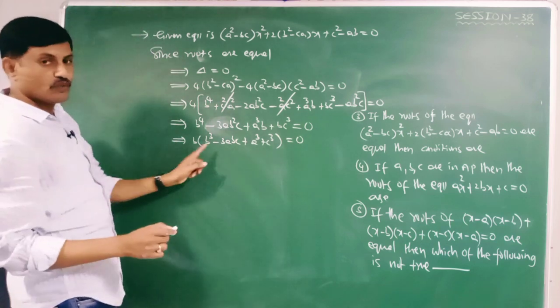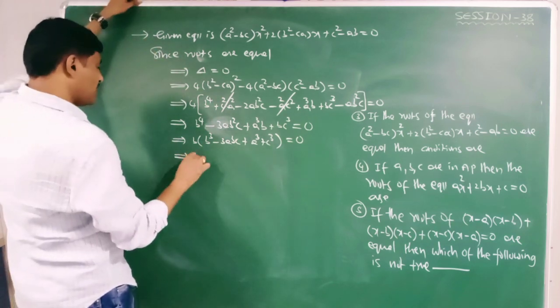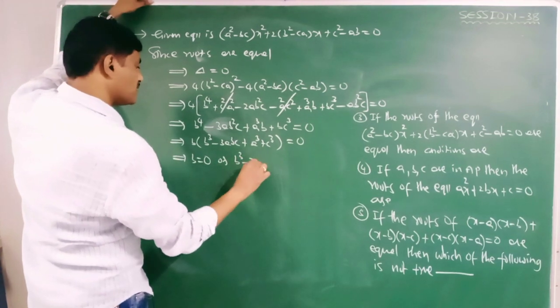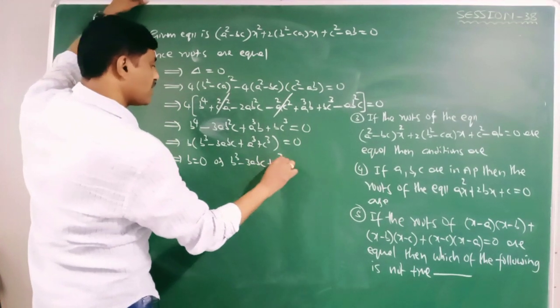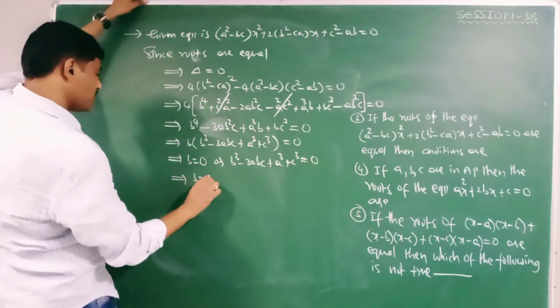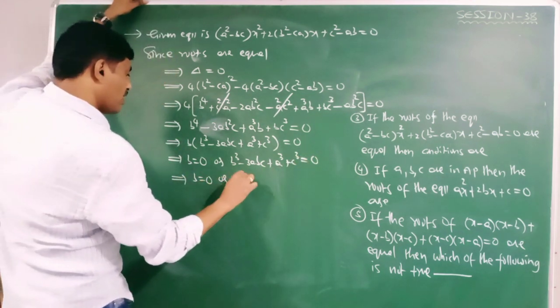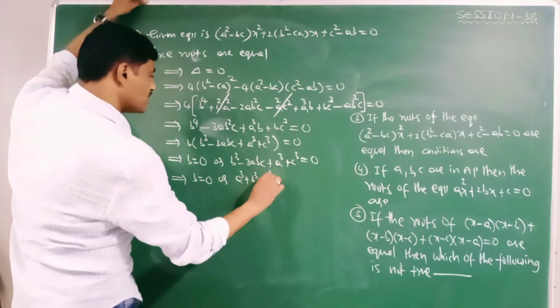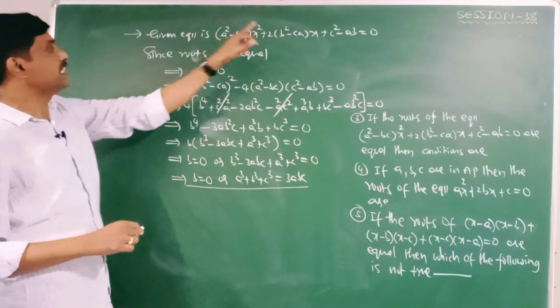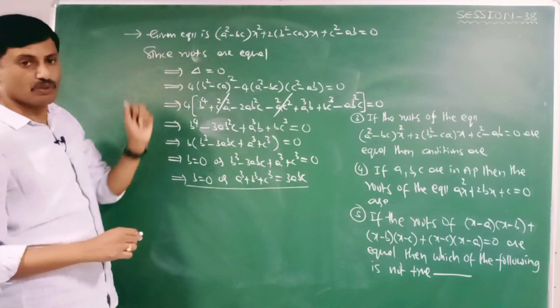Here the product of two terms is equal to 0, so either b is 0 or b³ − 3abc + a³ + c³ = 0. Therefore b = 0 or a³ + b³ + c³ = 3abc. Now this is the condition when the given equation has equal roots.